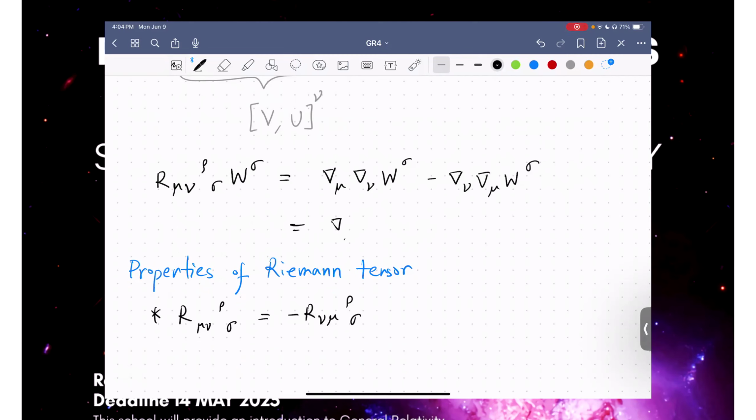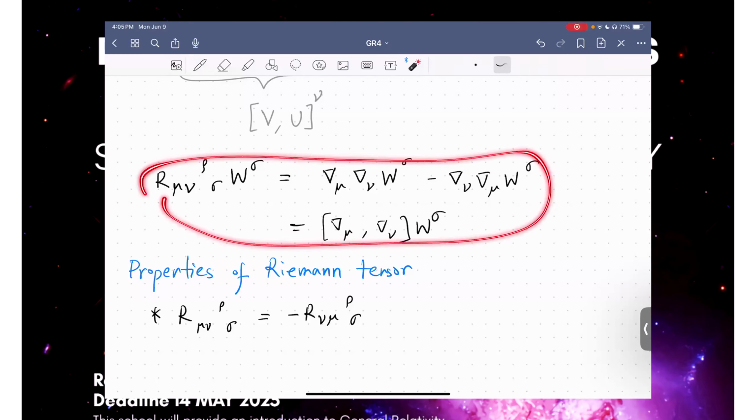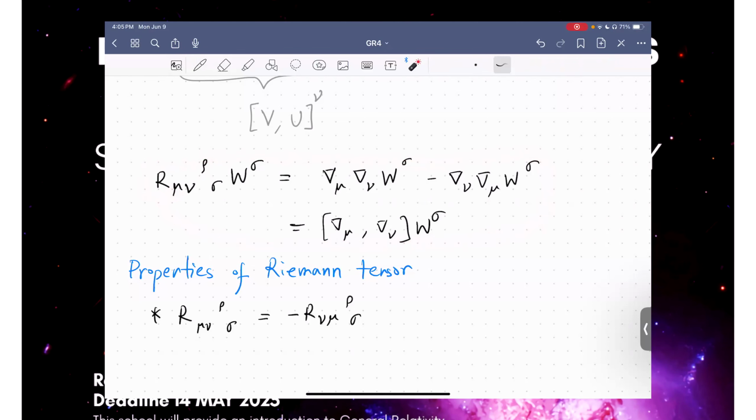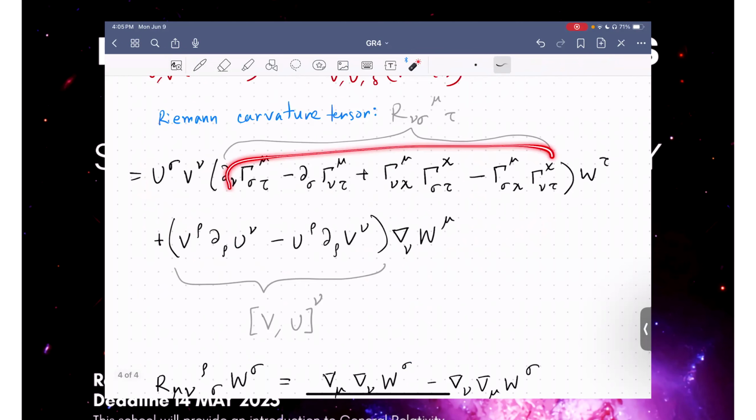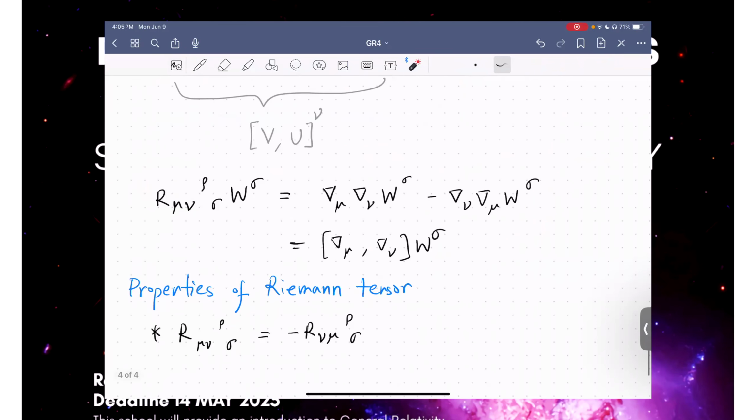And this is also sometimes written as this. All right. And so how do you prove this? Well, you have your formula for the covariant derivative. Just plug it in, and you will observe that you end up with this expression. Okay. So this is this. You can show that by explicit computation.